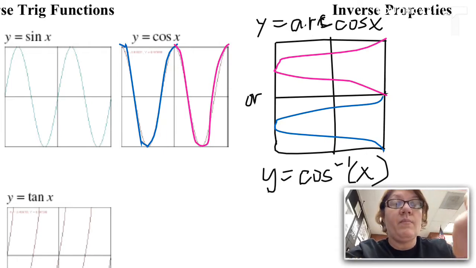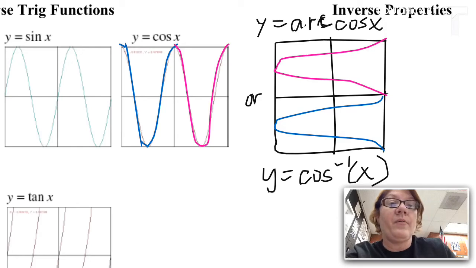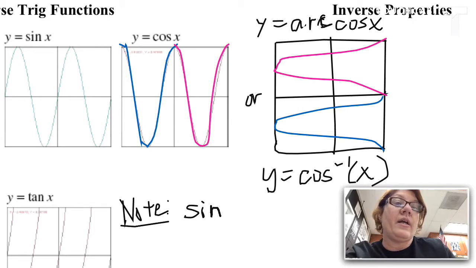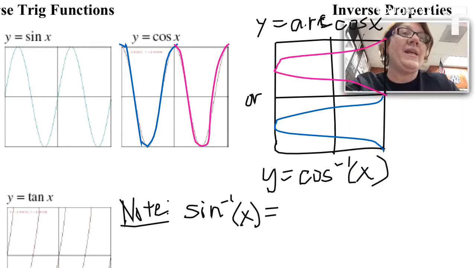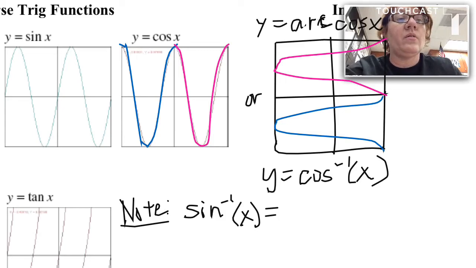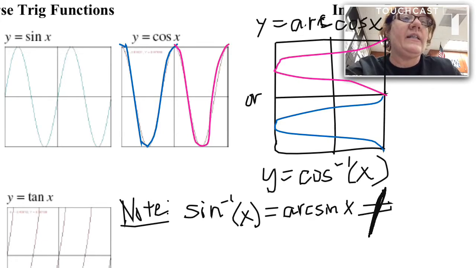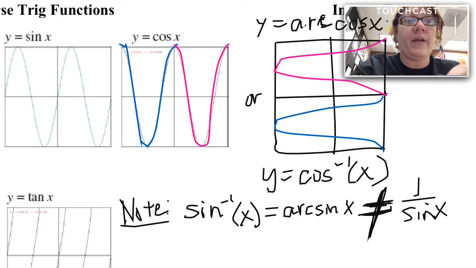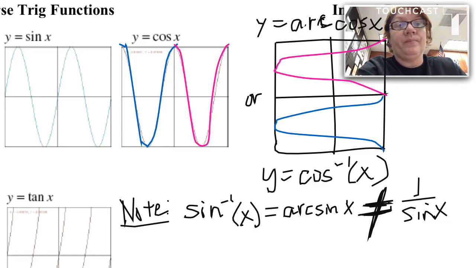Here's a tip you need to remember. I would write this at the top of your paper. Hint, note, special comment, note to self that sine inverse is equal to arc sine of x, but it is definitely not equal to 1 over sine. It doesn't mean the same thing when I put the -1 power with the trig values. So, good thing to remember.